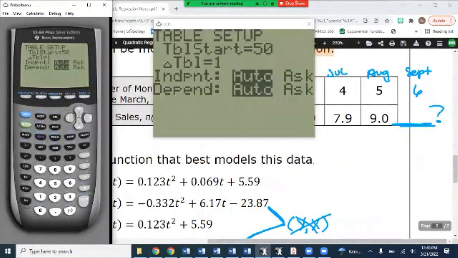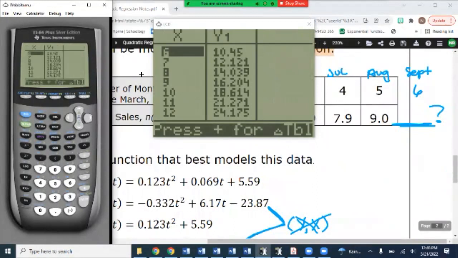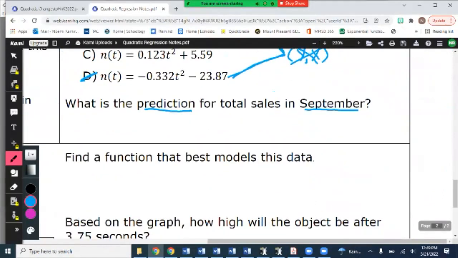Second window where it says start, press the number 6. Now, how do I get there again? Second graph. And you get 10.45, 10.45. Do we keep all the numbers this time? Yes or no? Why? What does it represent?